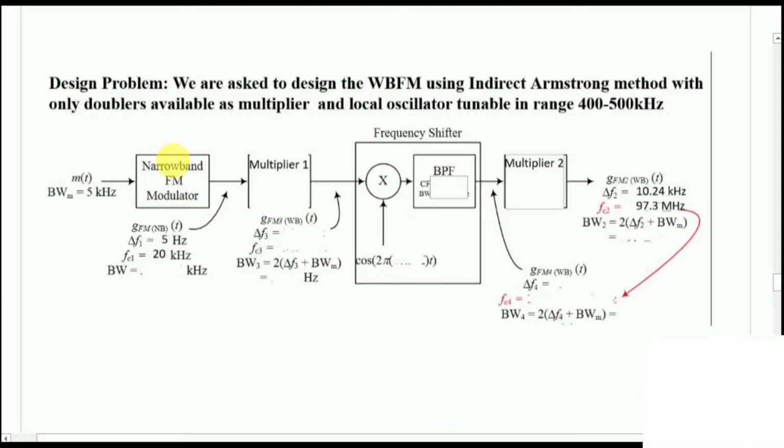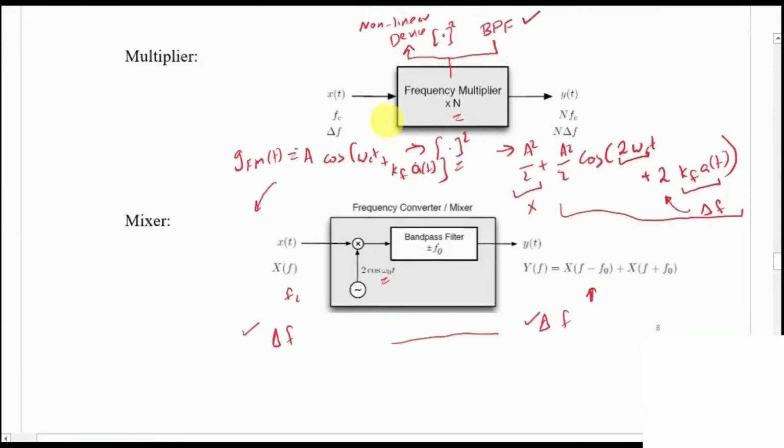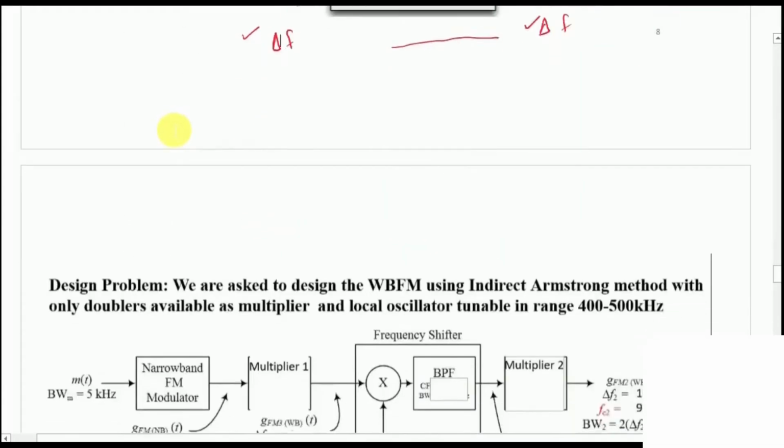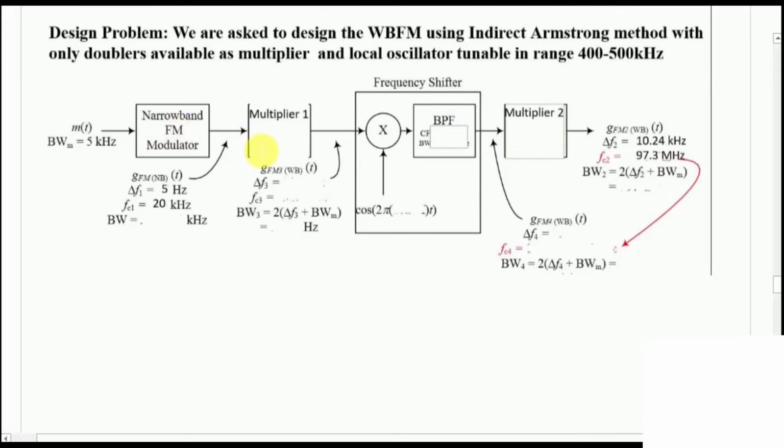This is basically a design problem, and in this design problem we are asked to design a wideband FM using an indirect Armstrong method with only doublers. So doublers, as I mentioned, means you can only have multipliers in the order of twos, something like 2 raised to power n: 2, 4, 8, 16, 32, 64, 128 and so on.